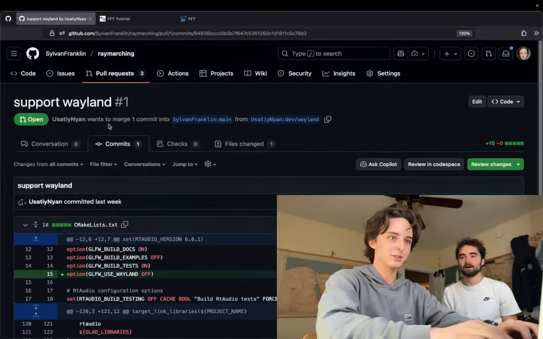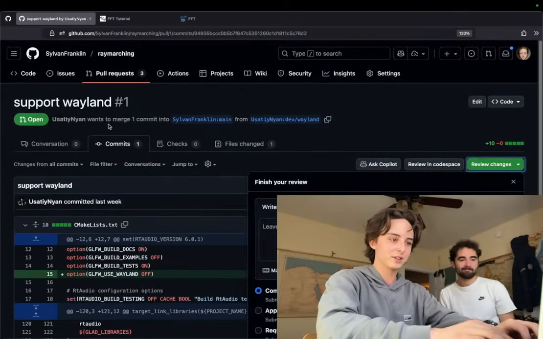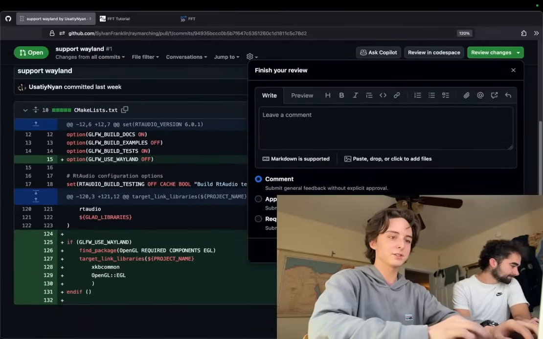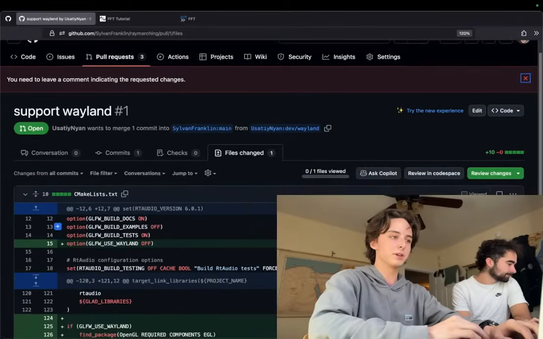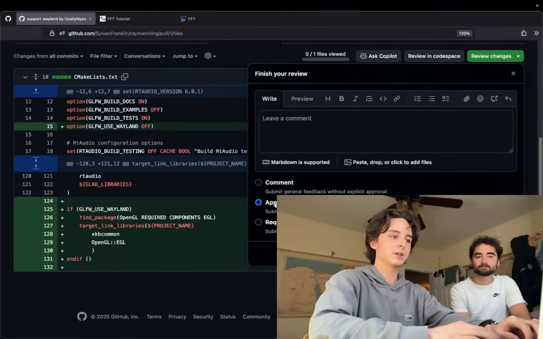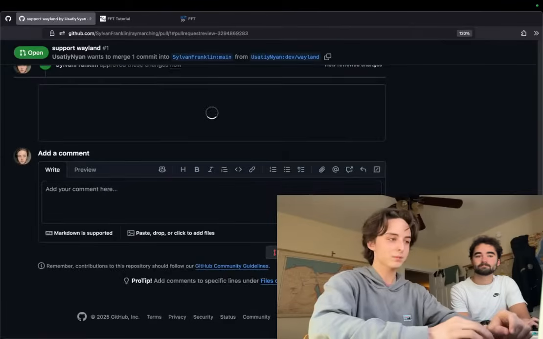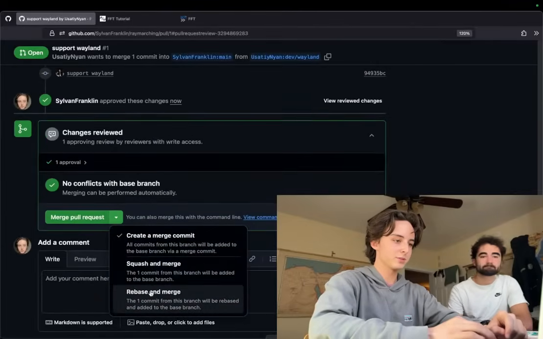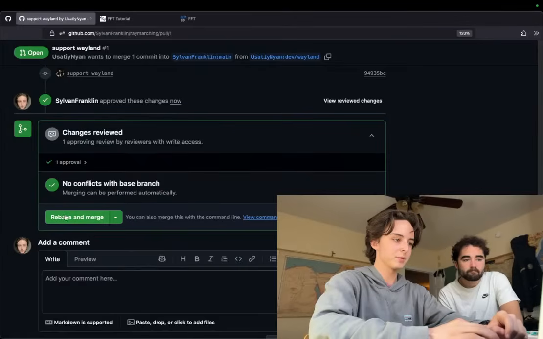Where's the merge button? I'm having trouble finding it. Oh, this is just for review. I guess I'll just submit a review to drive up my... Ah, damn. I didn't want to leave a comment. You can drive up your git commit graph by leaving reviews of everything. Okay, merge. Oh, squash and merge, rebase and merge. I'll rebase that bad boy.